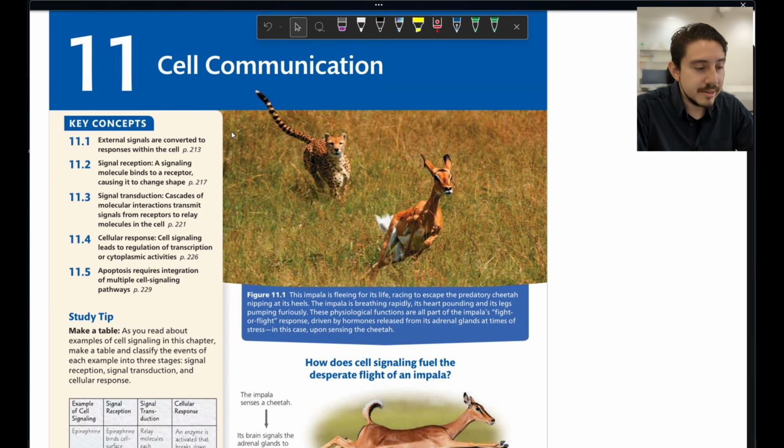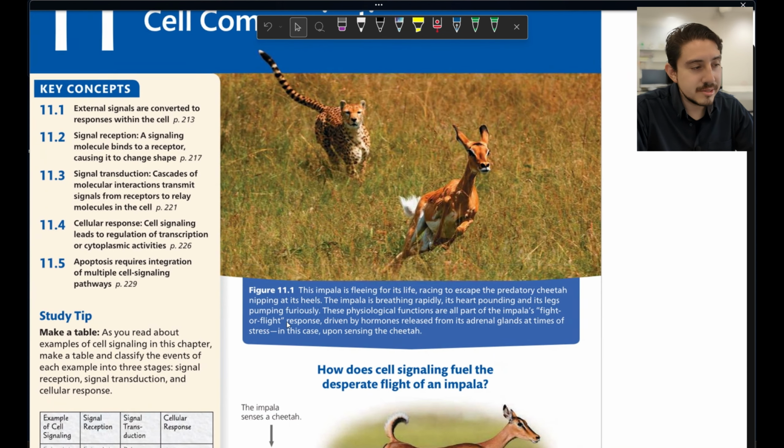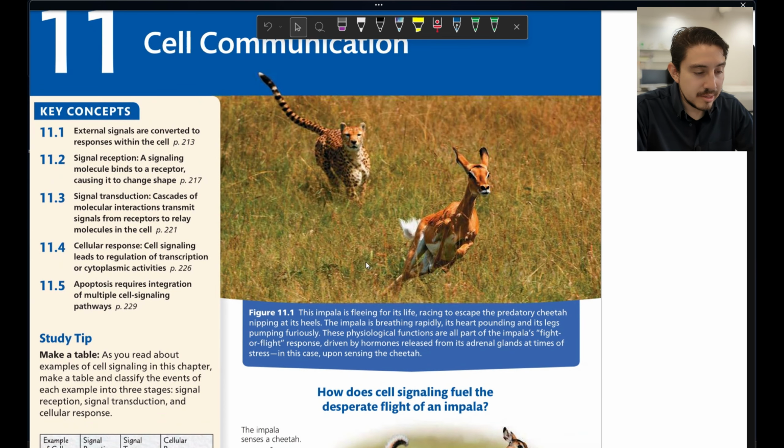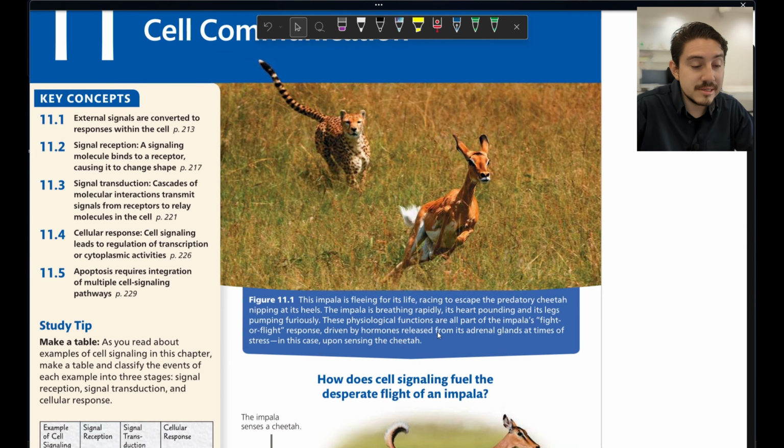Okay, so Figure 11.1 has a good introduction to what is essentially the overarching theme of cell communication. We have this picture where an impala is fleeing for its life, racing to escape the predatory cheetah nipping at its heels. The impala is breathing rapidly, its heart is pounding, and its legs are pumping furiously. These physiological functions are all part of the impala's fight or flight response, driven by hormones released from its adrenal glands at times of stress.